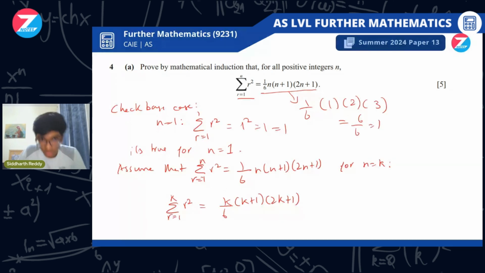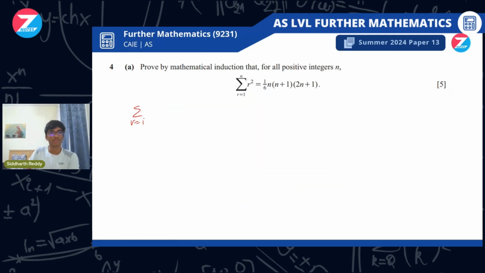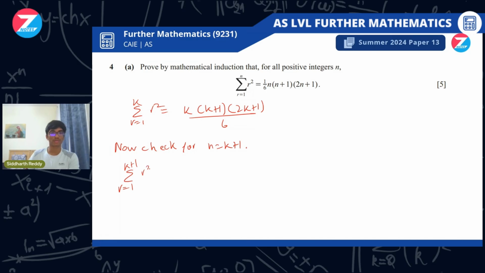Okay, so we have a new slide. I'll continue it over there. So we have summation from r is equal to 1 to k of r square is equal to k into k plus 1 into 2k plus 1 by 6. And now let's check for n is equal to k plus 1. So we have to sum from r is equal to 1 to k plus 1 of r square, this will just be equal to the sum from r is equal to 1 to k of r square plus k plus 1 square.